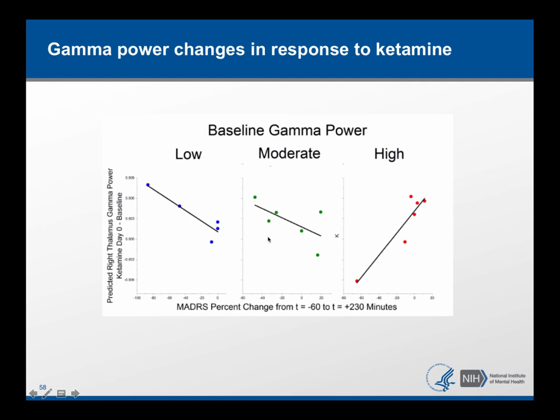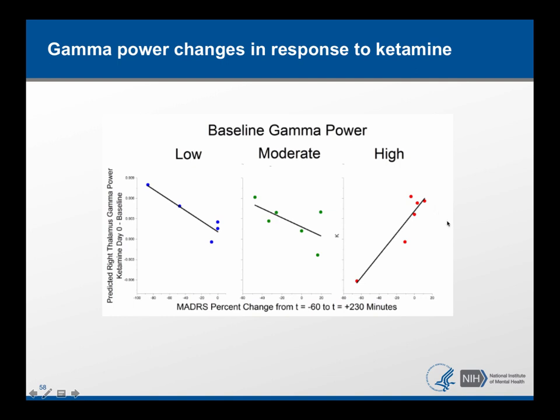So the subjects that started out with low baseline gamma, if they had a large increase in gamma power as a result of ketamine, they had a very nice antidepressant response. However, for the people that started out with a high baseline gamma, if they had a large gamma response to ketamine, they actually saw much worse response to ketamine, and in fact got a little bit worse.